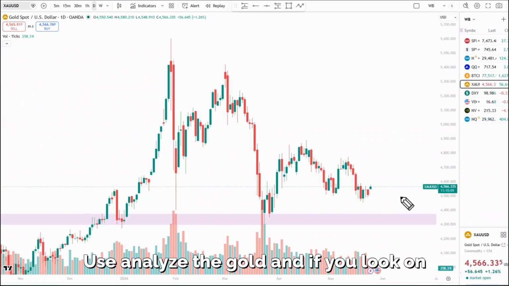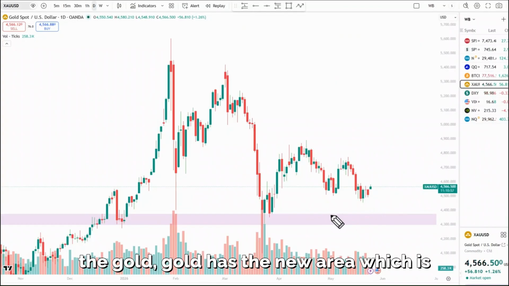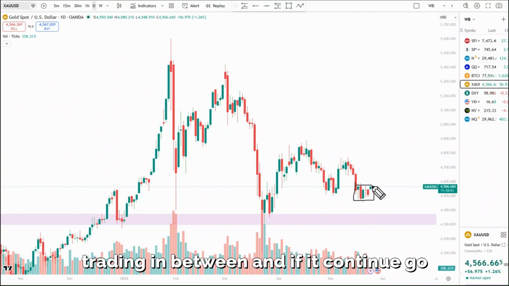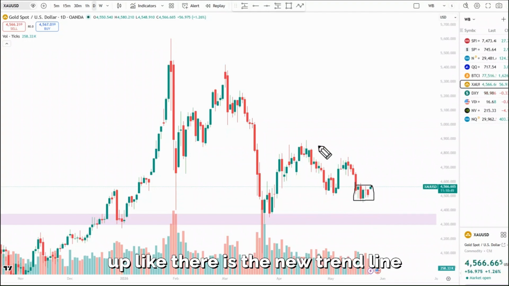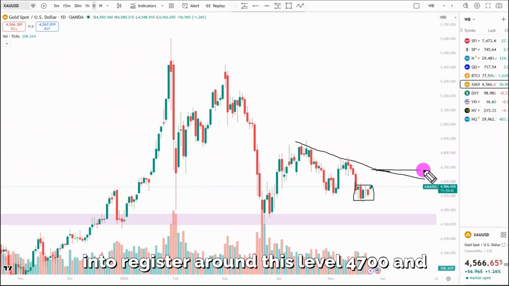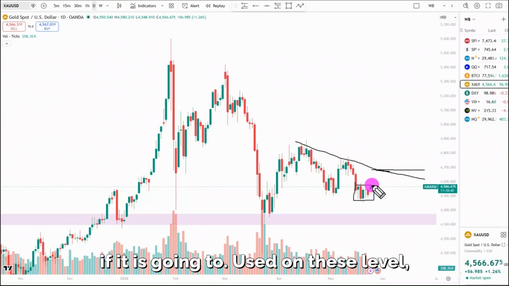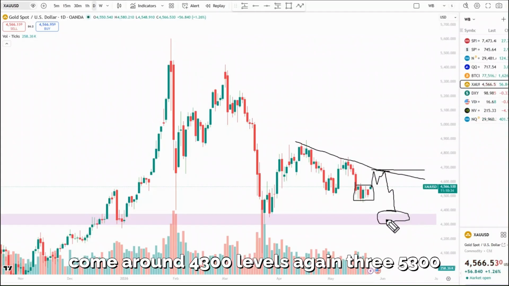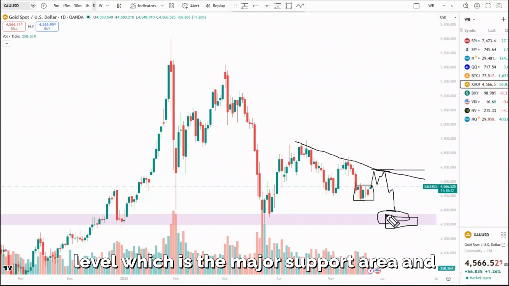Let's analyze gold. If you look at gold, it has a new area, which is within a 2% range, and price is trading in between. If it continues to go up, there are new trend line levels you see there, and the market is going to resist around this level, 4,700. And if it resists around this level, it will turn around back down and may come to the 4,300 level again, 4,350 to 4,300, which is the major support area.